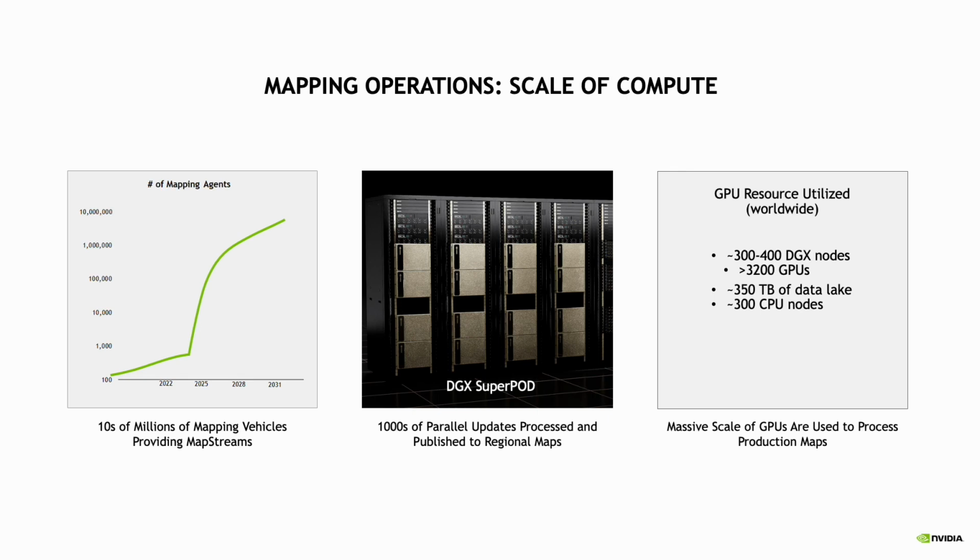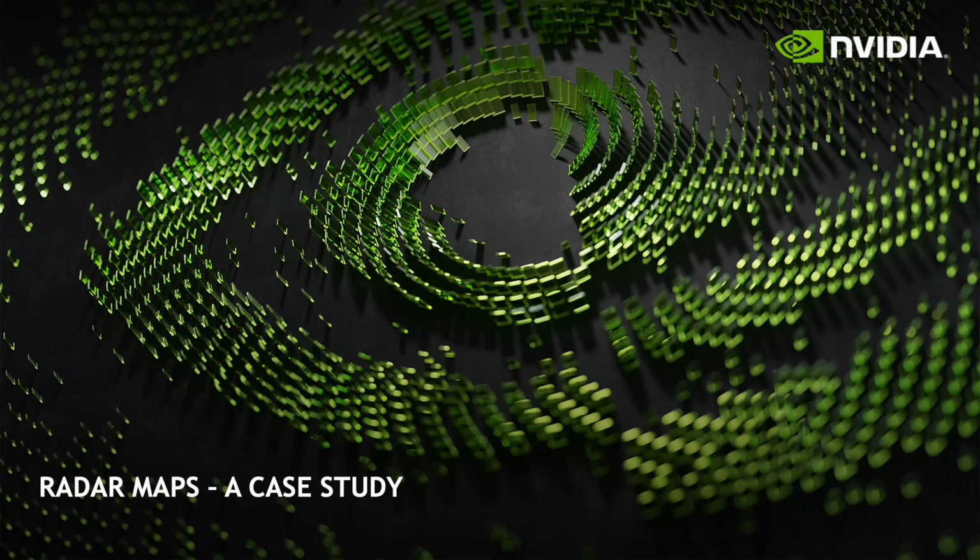We are building a system that will handle data from tens of millions of cars, has to update various geographic regions with thousands of updates at any given time. And all of this is done using our GPU accelerated algorithms. I will now talk through a case study of building radar maps to show the approaches that I just talked about and how they are used by our system in building maps.